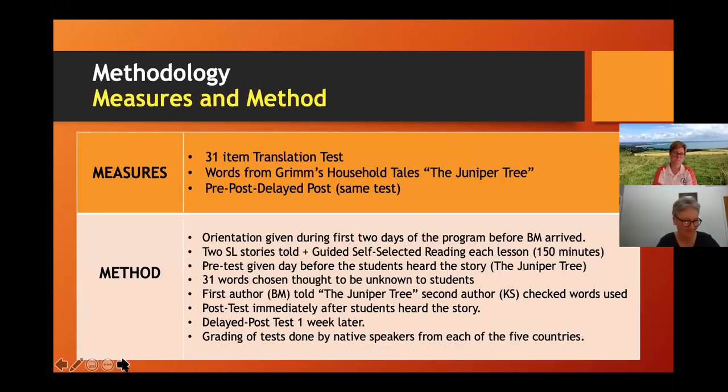Measures and method. We developed a 31 item translation test. And this was the only test that we used for this particular study. There's going to be another study based on this experience in Indonesia. But there was a pretest, a post-test, and a delayed post-test based on the Grimm's household tales, the juniper tree.